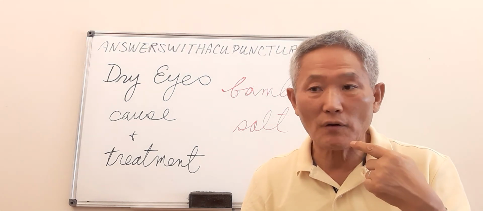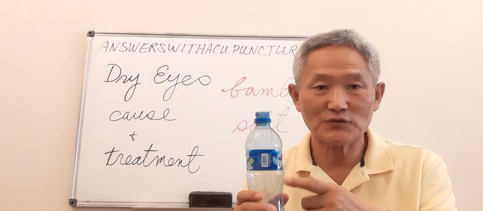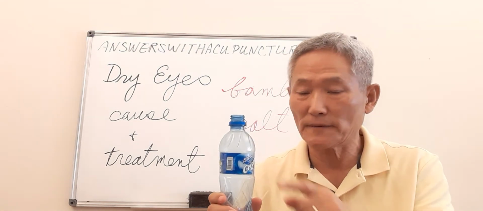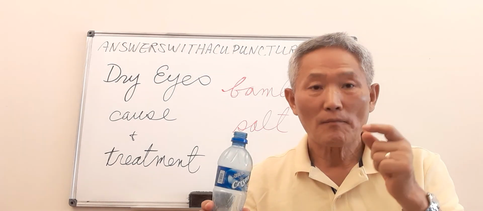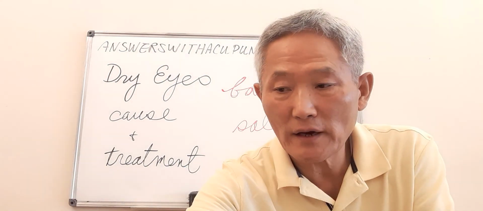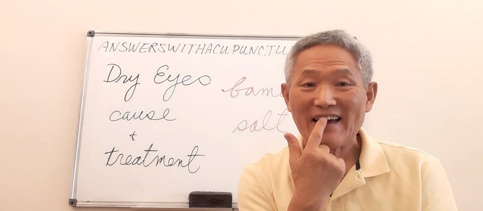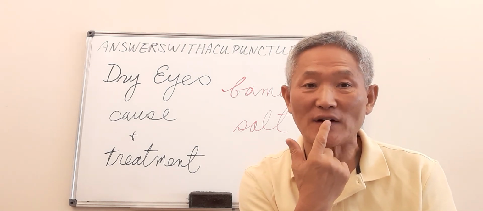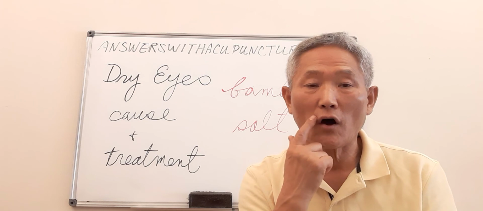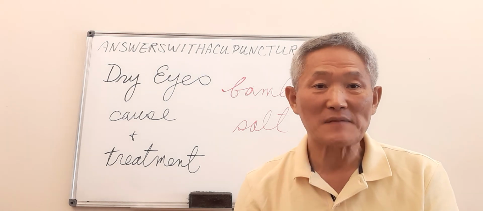Now, I also make it in a bottle like this one. Then I prepare bamboo salt water. In the morning I drink a little bit, then gargle. While I gargle, I put my tongue behind the teeth, all the way, and also the upper gum like this, and also the bottom.